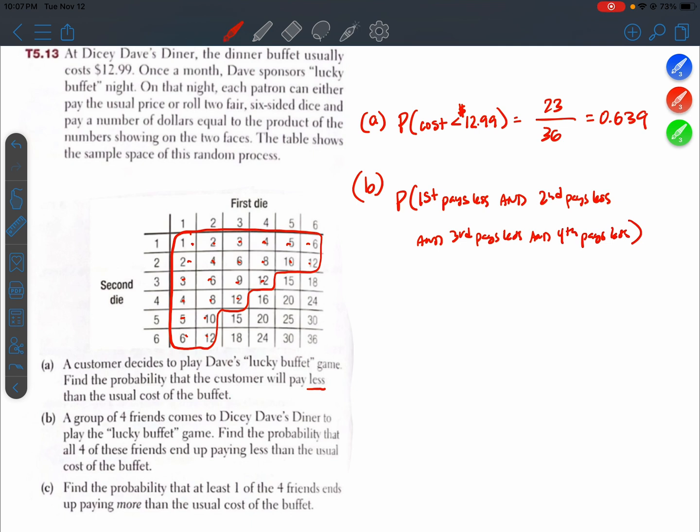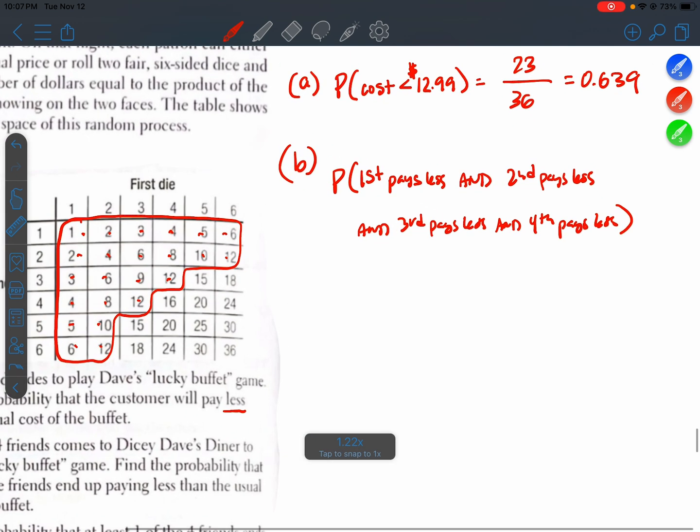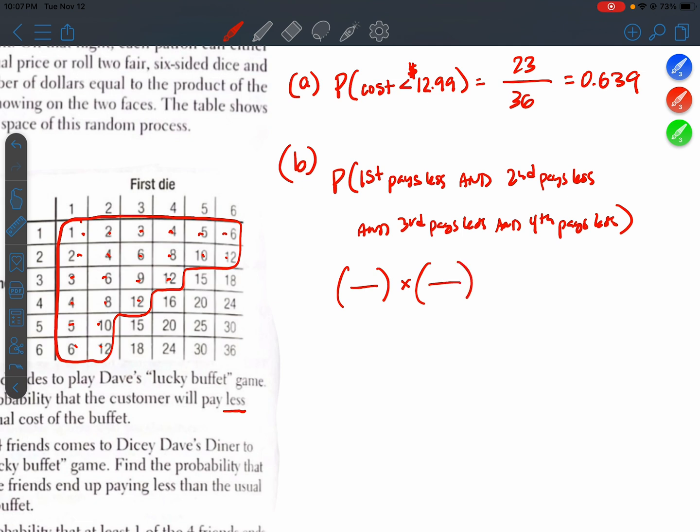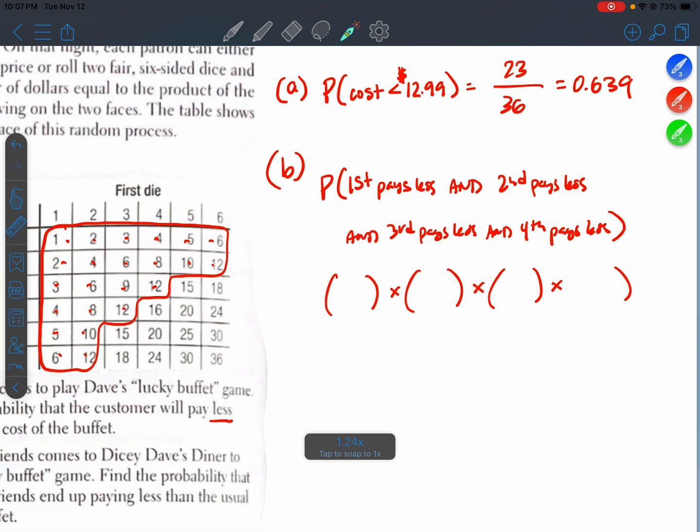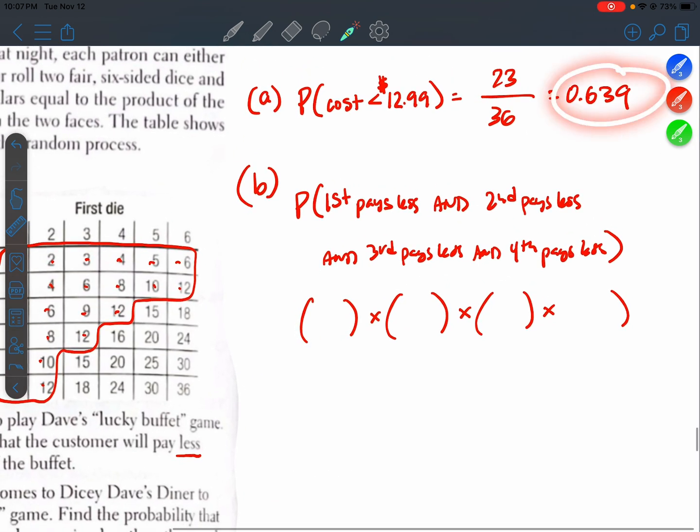So to find the answer, we're just going to have to multiply, right? What's the probability that the first friend pays less times the probability that the second friend pays less times the probability that the third friend pays less times the probability that the fourth friend pays less. I don't know why I'm writing it as fractions because previously I wrote it as a decimal. The probability that any patron, whether it's a friend or a non-friend, pays less than the usual price is about 64%.